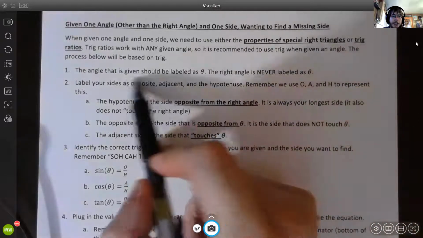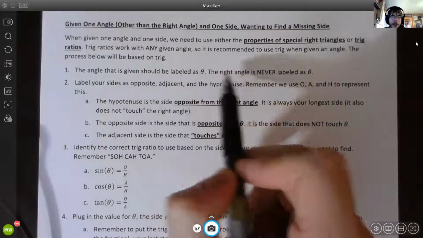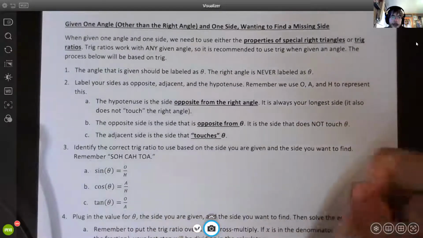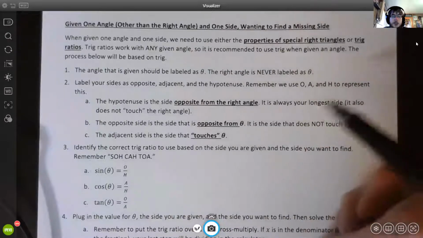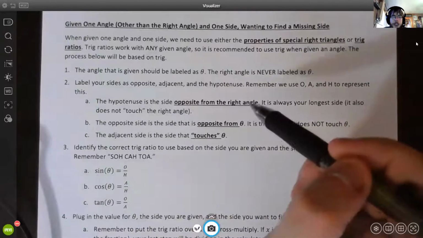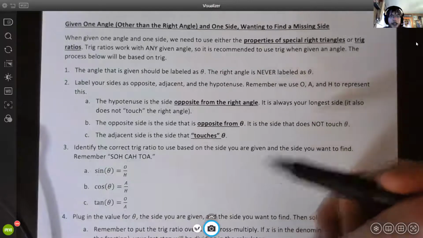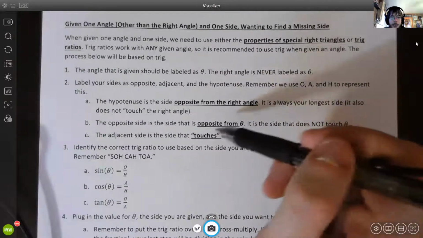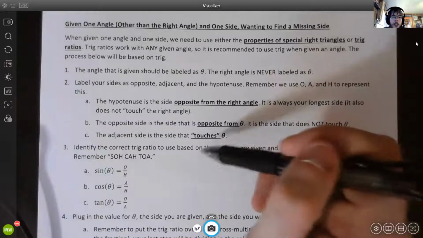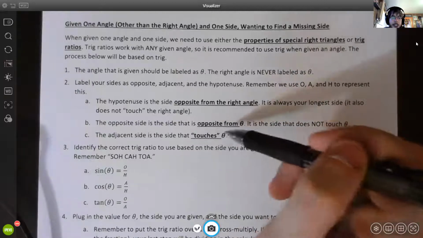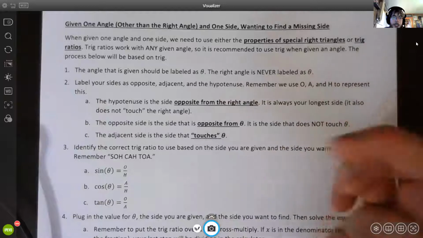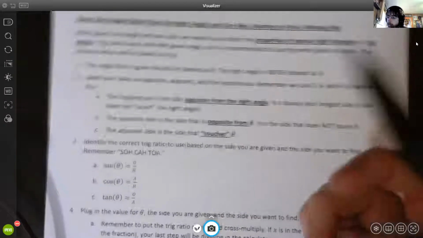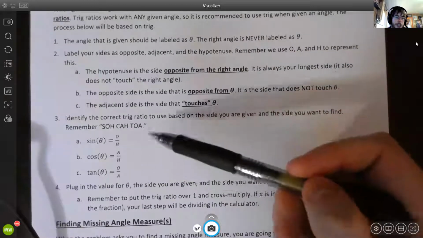So the angle it's given should be labeled as theta. It's important to note the right angle is never labeled as theta. Since we're using trig, you need to label your sides with O, H, and A. So remember, the opposite side, or the O, is the opposite side from theta. The adjacent side is the one that touches theta, and the hypotenuse is always the one that's opposite from the right angle.